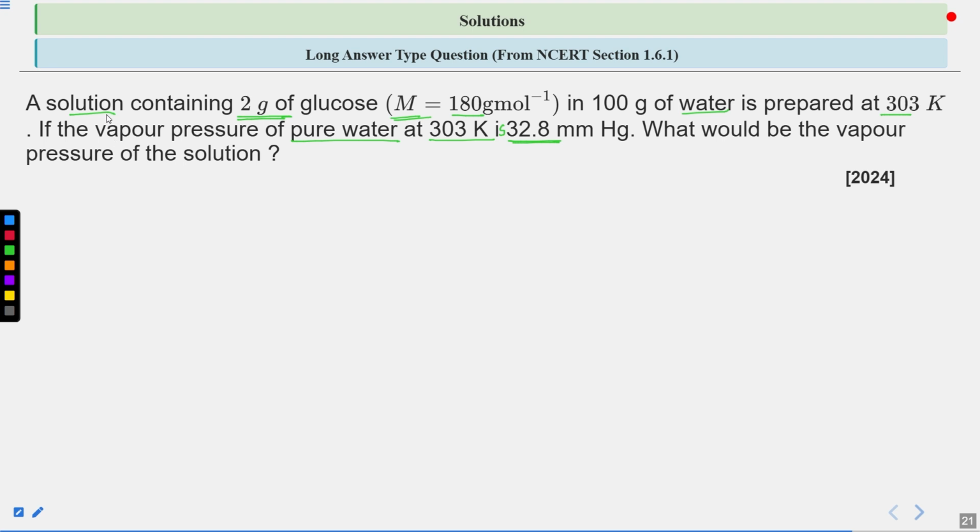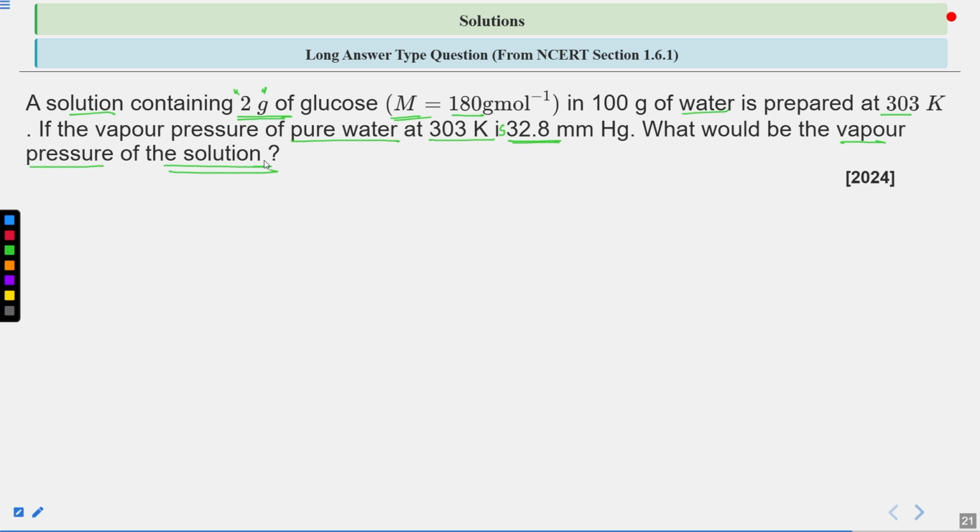So we are saying that the given mass of glucose, which is 2 gram, is in a solution containing 100 gram of water. Water is our solvent. Now they are prepared at this particular temperature, 303 Kelvin. The vapor pressure of pure water, that is the vapor pressure of pure solvent, is given, which is 32.8 mm of Hg. Now you have to identify what will be the vapor pressure of the solution.